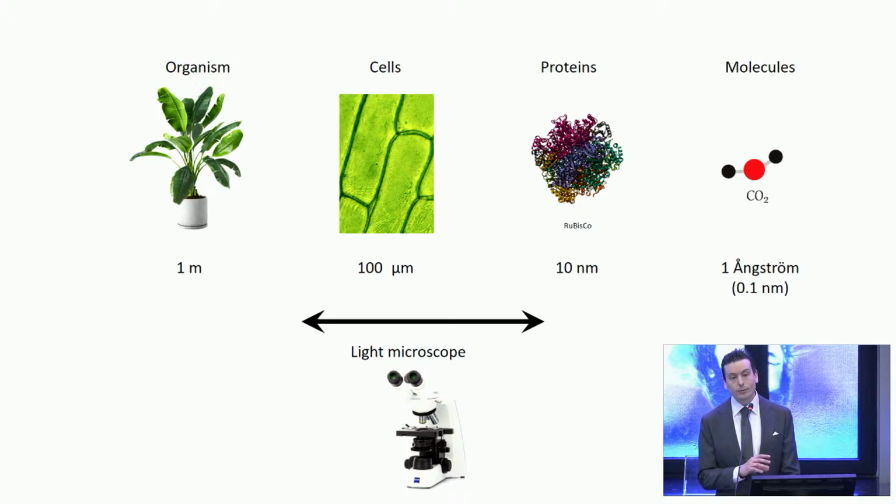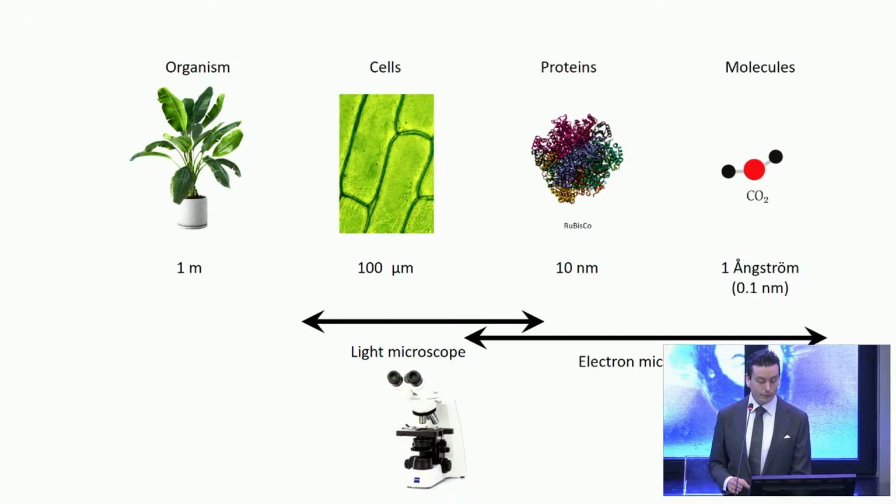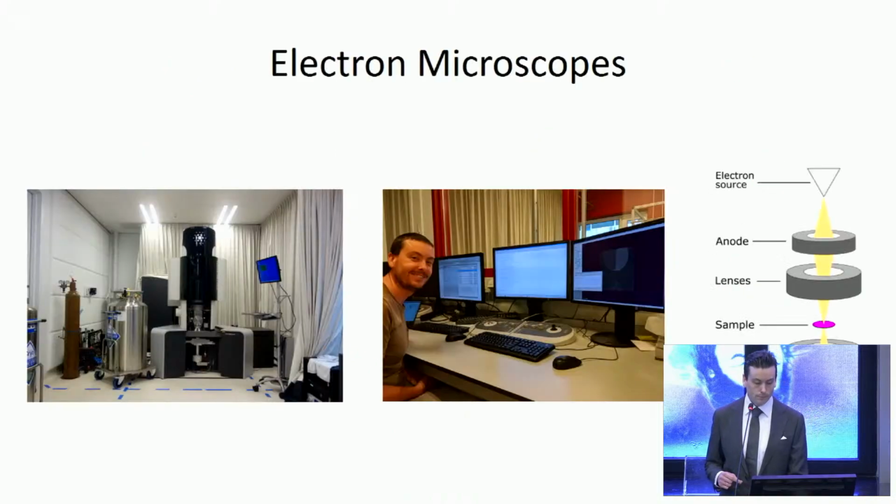For viewing cells, it's possible to use a light microscope. But to view the structure of proteins, we need something else. We need an electron microscope. Electron microscopes were invented in the 1930s. These days, these machines are operated remotely to limit the interference that you can cause as an operator on them. So here you can see me in the middle working on one of these microscopes.